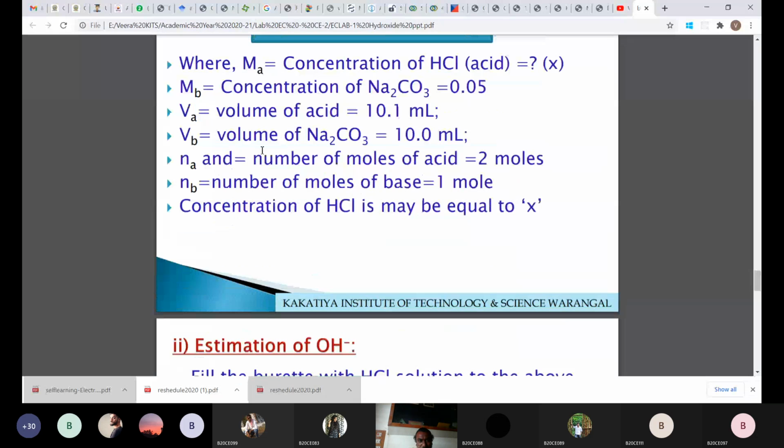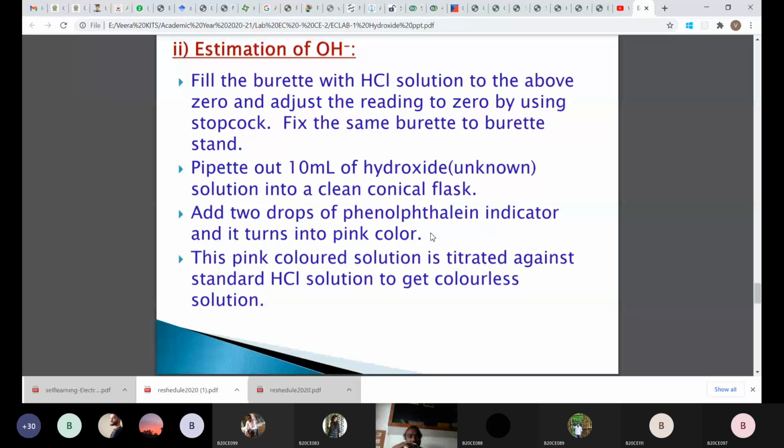In the same way as previously, you take HCl solution in the burette and you pipette out your unknown test solution, 10 ml, into the conical flask. Add 2 drops of phenolphthalein indicator. Earlier we used methyl orange as the indicator, but here you use phenolphthalein. When you change the indicator, certainly the color of the solution will change. After adding the phenolphthalein, it turns pale pink. After titration against HCl, you get a colorless solution.